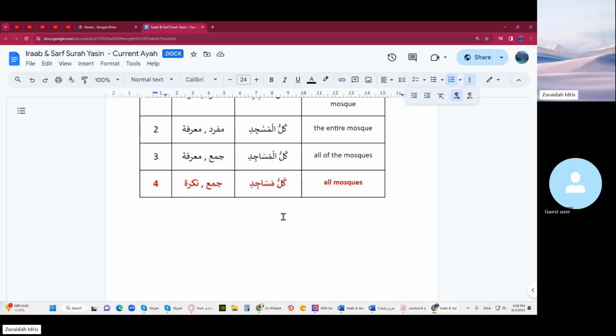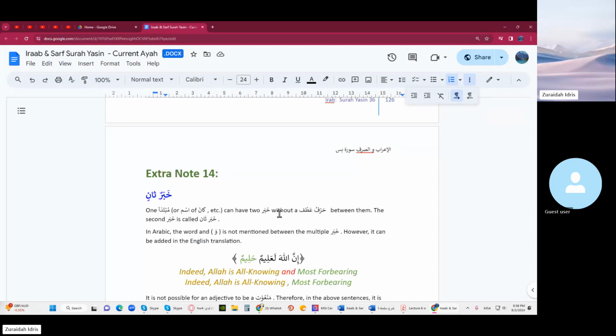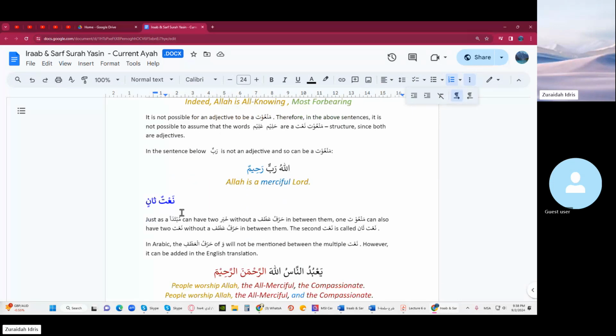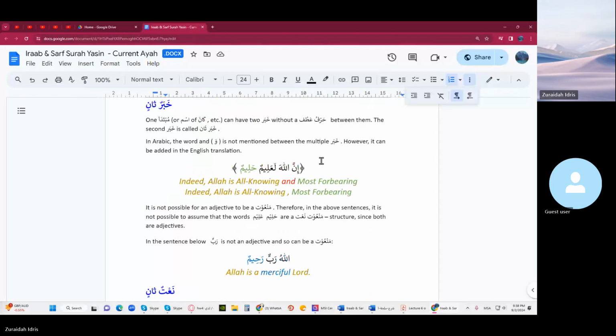So all. Okay. Then finally, about khabar sani and na'tun sani. Now, a mubtada can have more than one khabar. There is actually a case in the Quran in Surah Yasin, when we come to it, where we have more than one. So remind me when we get there. So one mubtada can have 2 khabars, and you can have it without a harf atf between them. So then we call the second khabar sani. But when we translate it, like this one, Inna Allaha, this is your mubtada, and this is your khabar first, khabar second.